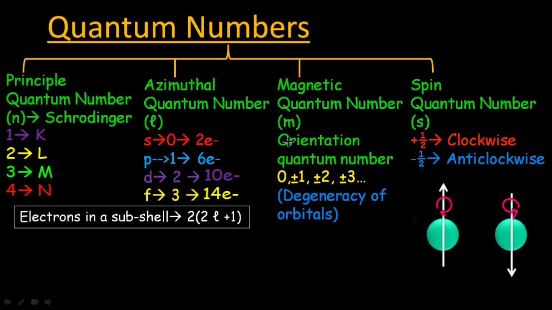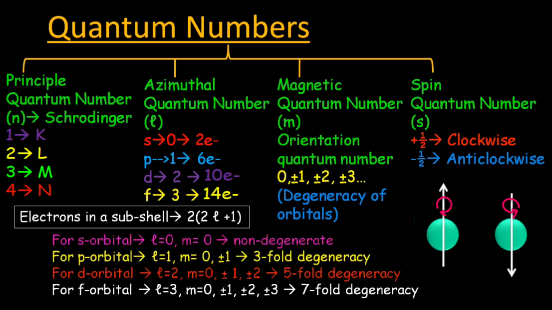It is represented by m. It is also known as the orientation quantum number. Magnetic quantum numbers tell us about the position of electron in three-dimensional axis, either along x-axis or y-axis or z-axis. Due to the probability of finding the electron in three-dimensional axis, the orbitals are degenerate. The magnetic quantum number also tells us about the degeneracy of orbitals. Degeneracy is the presence of multiple orbitals of same energy within one orbital.